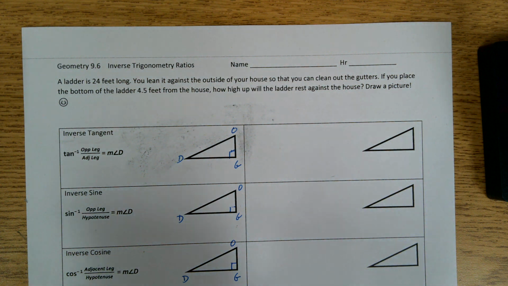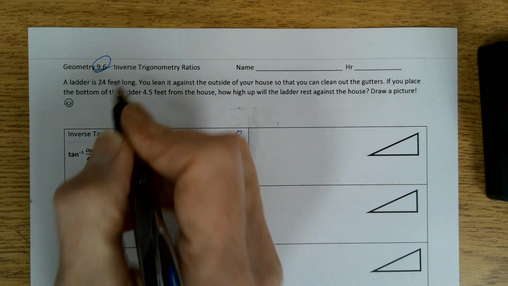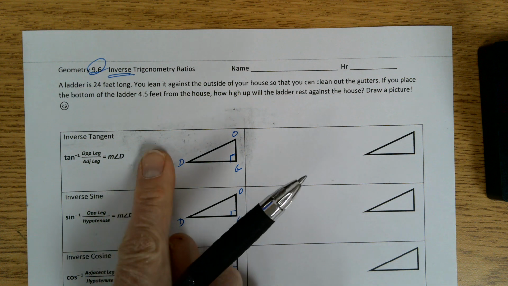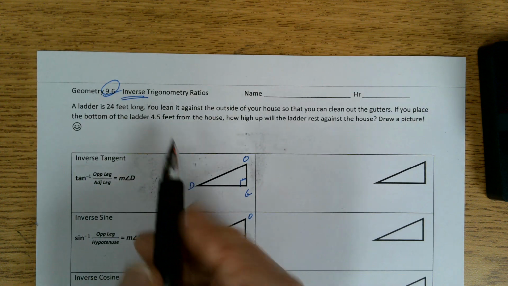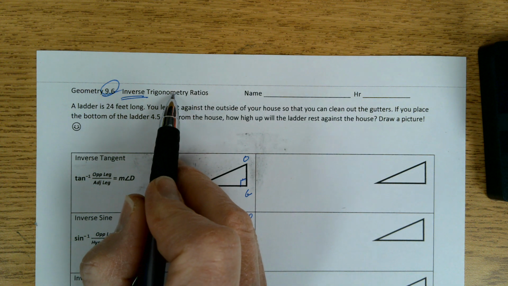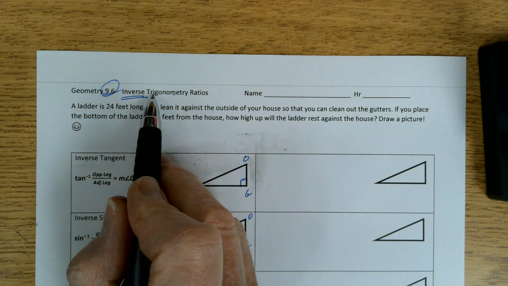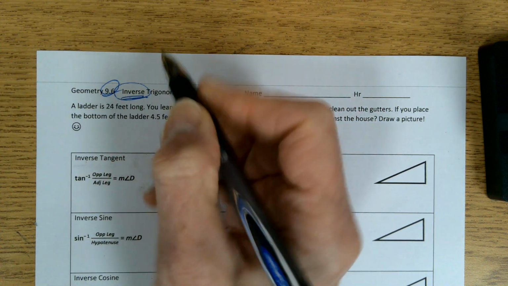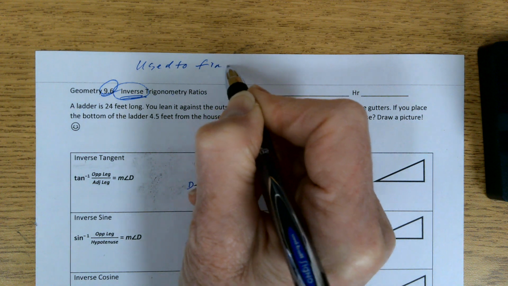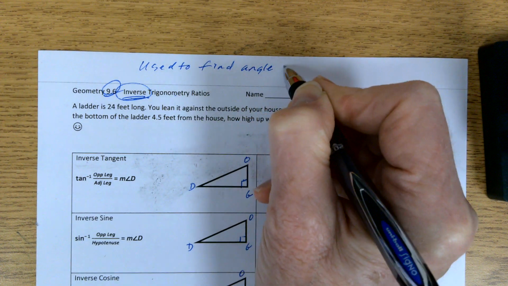Hey guys, I'm going to do 9-6. This whole section is about the inverse trig ratios. I'm trying to do the camera closer, so we'll see what happens. Inverse trig ratios, we use this to find the angles when we know the sides. Inverse is used to find angles, they're measurements, right? The angle measurements.